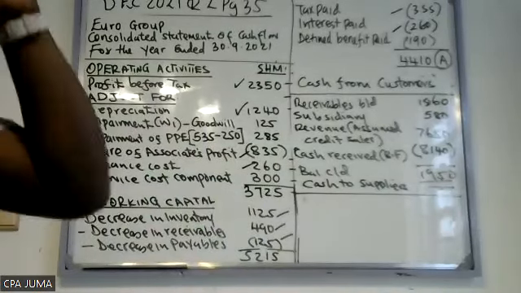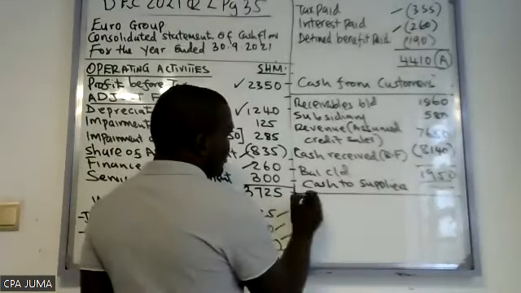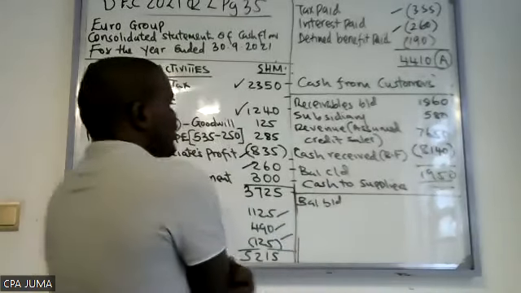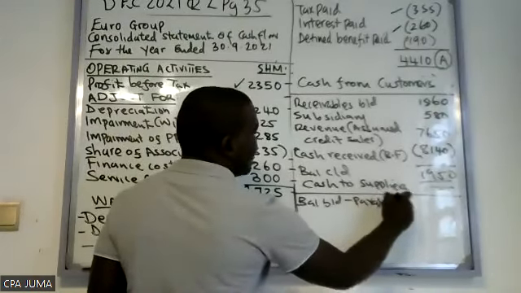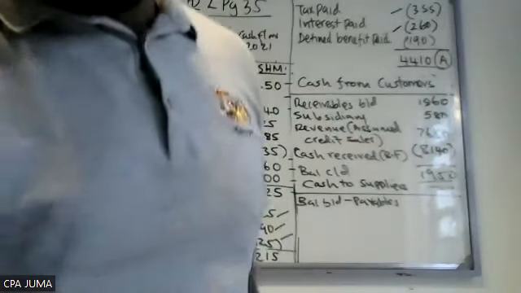Cash to suppliers. So suppliers balance brought down. Payables. We check payables. Of course, this is payables. Balance brought down. Payables.